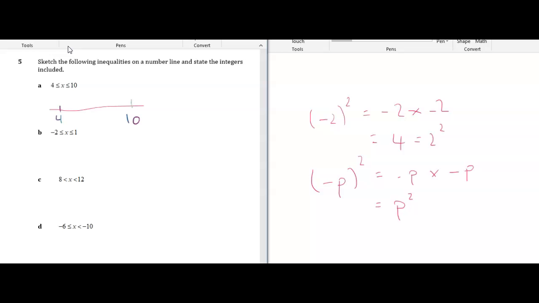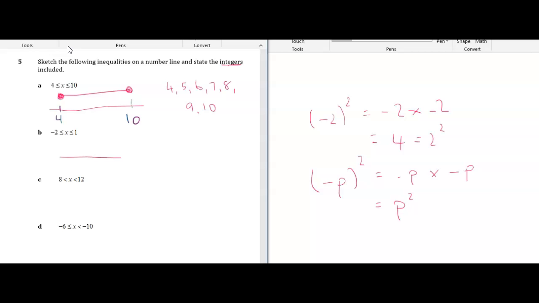Okay, so 4 is included. So we have a closed circle. And 10 is also included. So we have a closed circle. And we draw a line going between because we want everything there. Now the integers, whole numbers between 4 and 10, and we want 4 and 10 included. Okay, so 4 to 10.